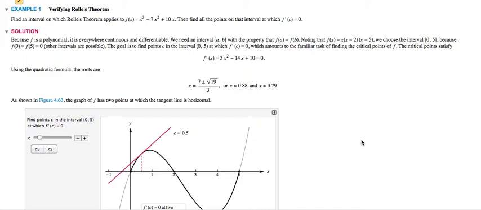So at first we need to find some interval where the two y-coordinates or the two values of the function are exactly the same. Now one possible interval is the interval from 0 to 5.